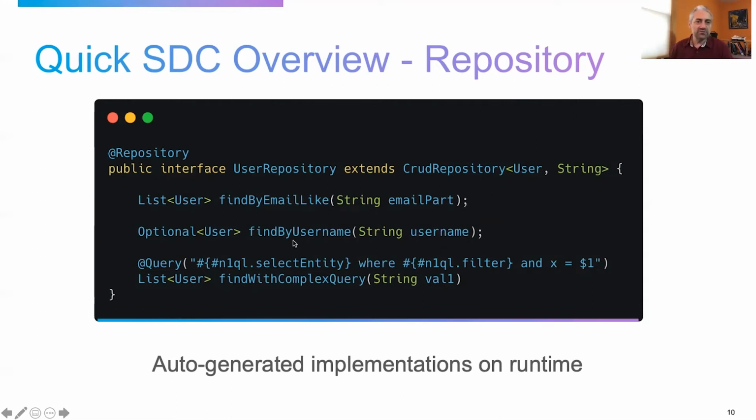There's another example, find by username, and I have this one returning an optional user. And the other example I have here is if you have a string query, if you don't want to try and figure out what kind of name you need here, you can just use this @Query annotation and plug in your string. Some placeholders are provided, like select entity will have the select clause in it. The N1QL filter will have the predicate for selecting the object type, in this case, the user object type.